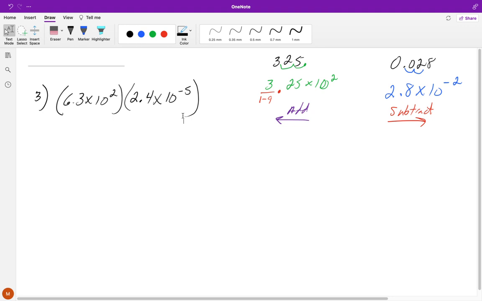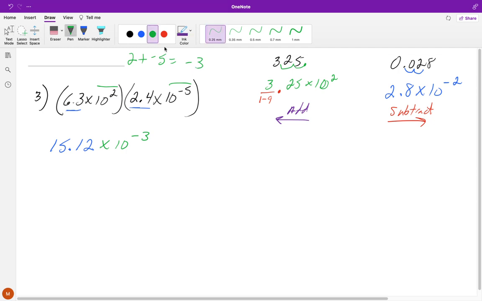All right, so for this one, same thing. We are going to do our likes times our likes first. So that means that we need to first do 6.3 times 2.4, and that is going to give me 15.12. And then we're going to multiply our powers of 10. So that becomes times 10 to the negative third power, because 2 plus negative 5 is equal to negative 3.